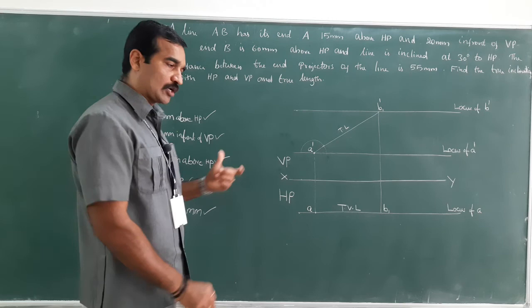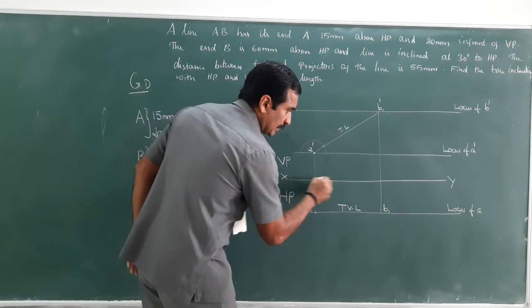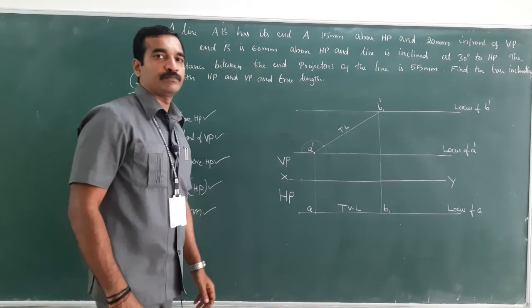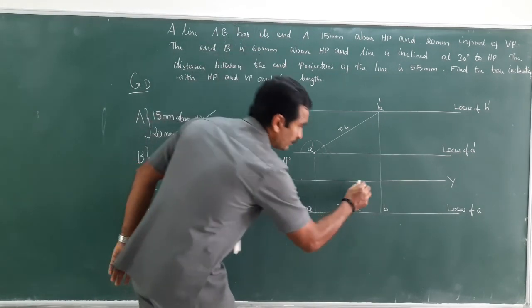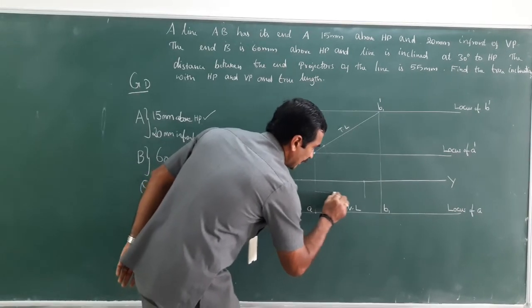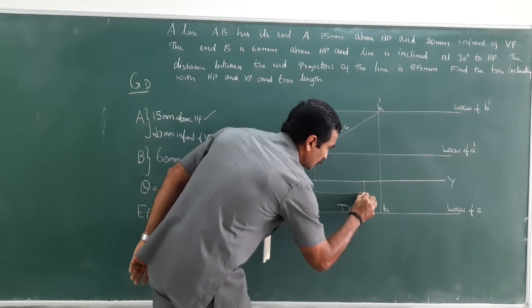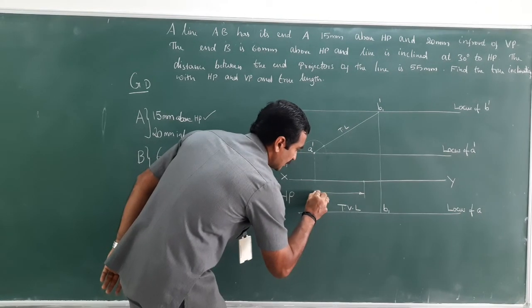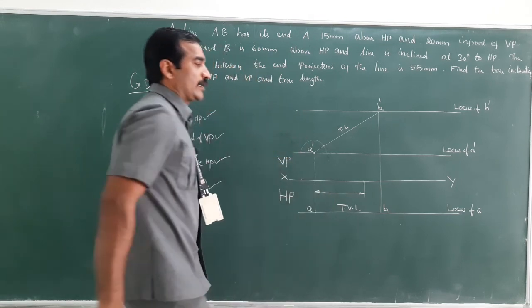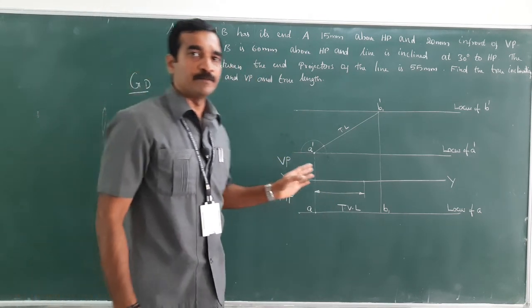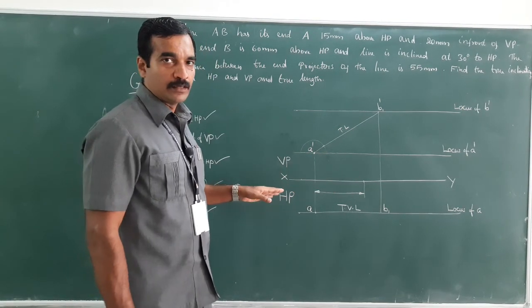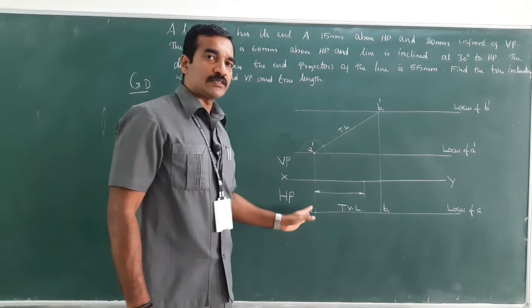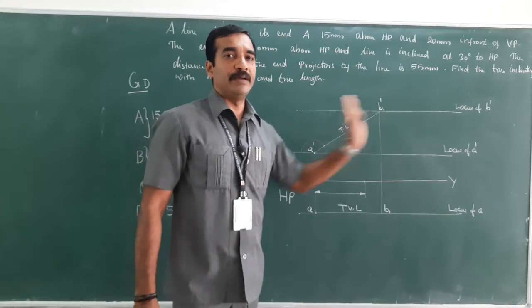Take the scale or compass. From here, cut an arc of 55 mm on the horizontal line, on the reference line only you need to take. Because the definition of end projector is nothing but the distance on the horizontal line, that is XY line, between the projectors A dash and B dash.